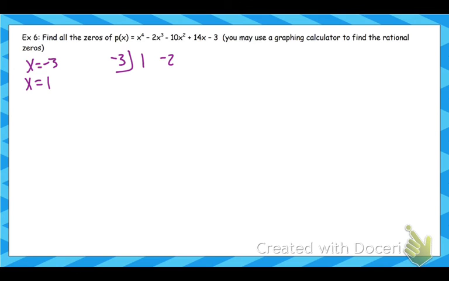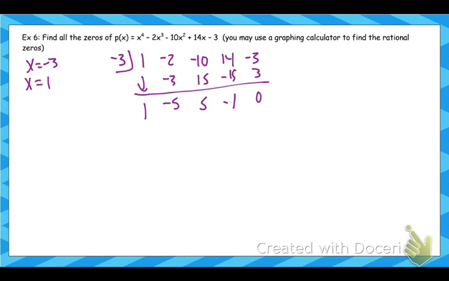Let's write our coefficients. Let's bring down the first. I get 0 as a remainder like I should. So now I have to do this again with 1. But I'm not going to go all the way back to the beginning because right now what I'm left with is cubic. I need to get down to a quadratic.